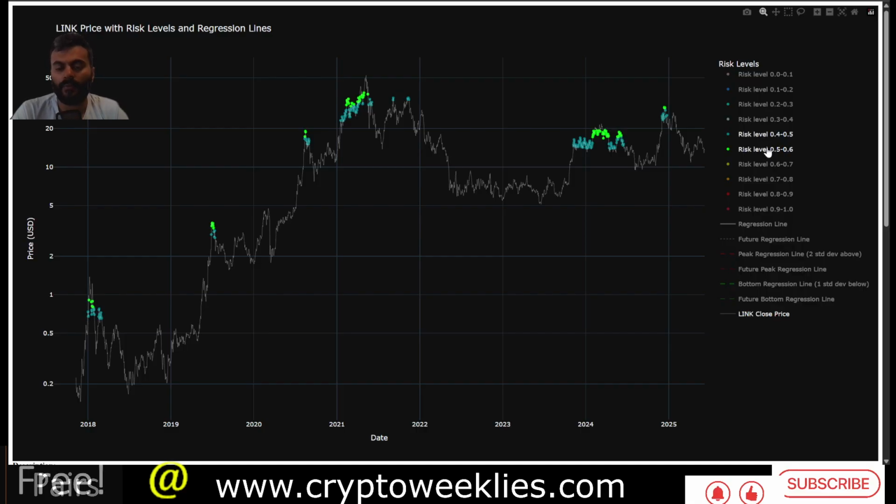Between 0.4 to 0.6 risk for Link. Again, Link does not all the time go to that higher risk level, which is typically above 70% risk. Again, the last time the risk levels topped at around 58%. The one before that topped at around 76%. Again, this time I'm trying to be more conservative between 40% and 60%.